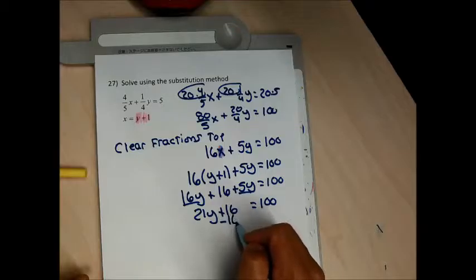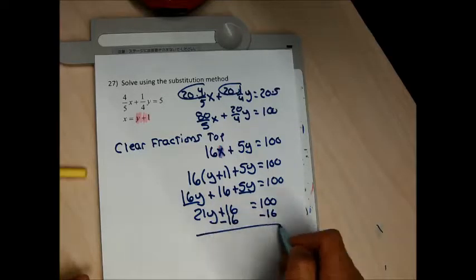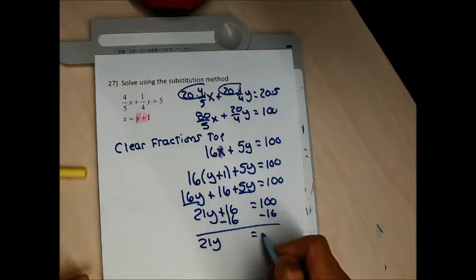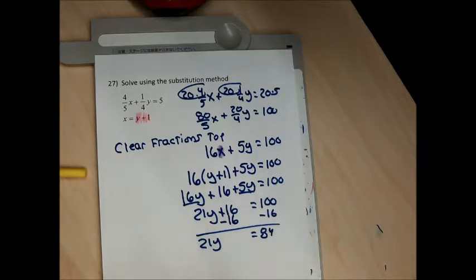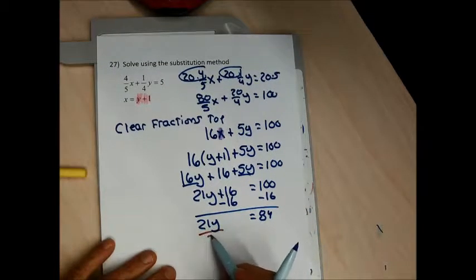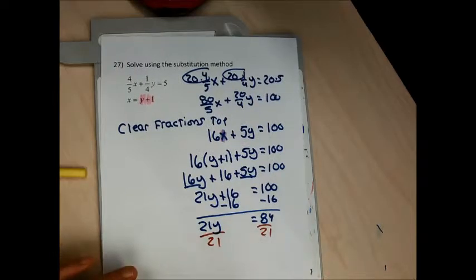Minus 16 from both sides and get 21y equals 84, and then divide by 21 and get y equal to 4.